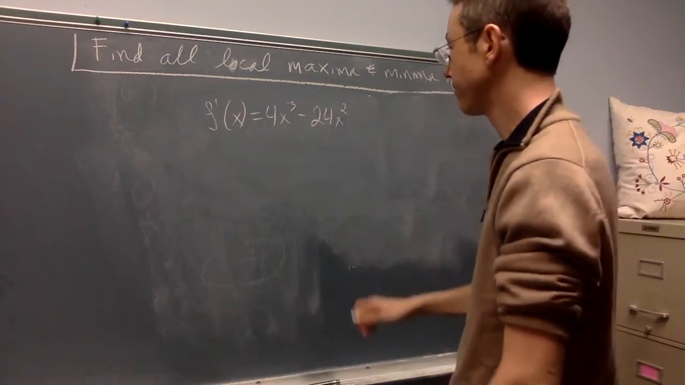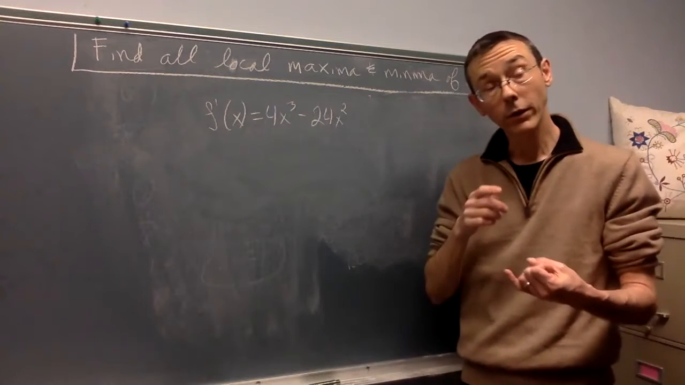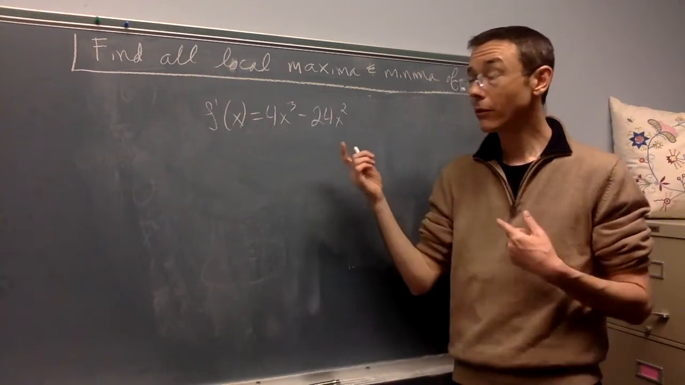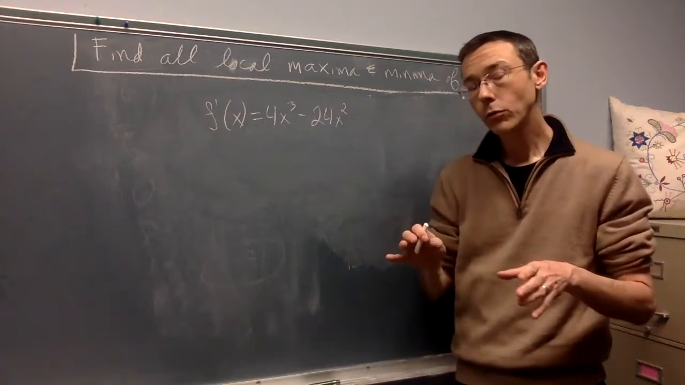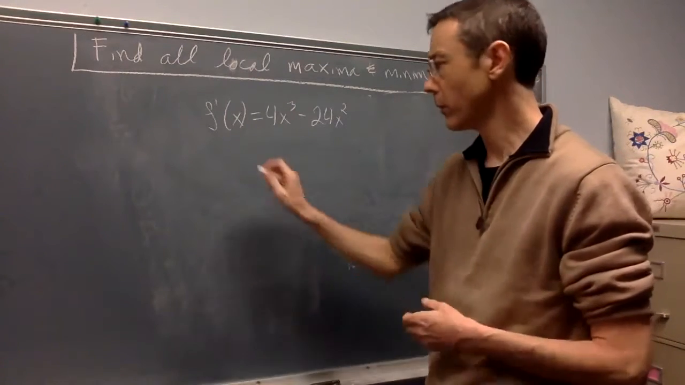x squared. So critical values here are going to be places where the derivative either is 0 or where it does not exist. Now this is a polynomial, so it's never going to not exist. All we have to worry about is where this is equal to 0. So let's set f prime equal to 0.